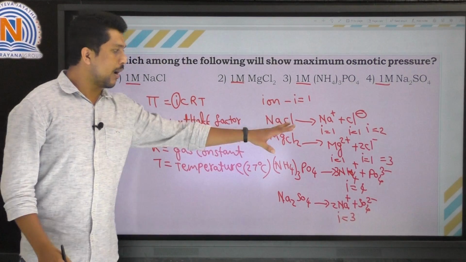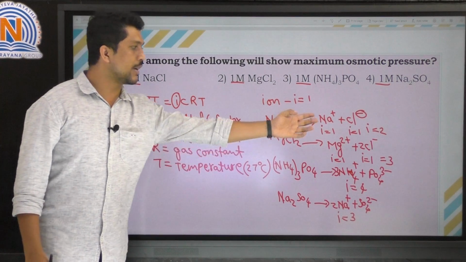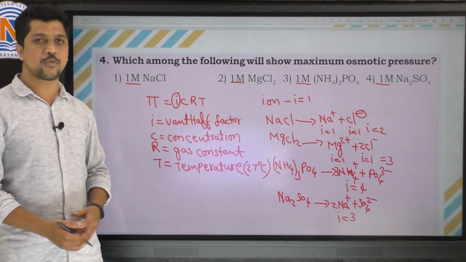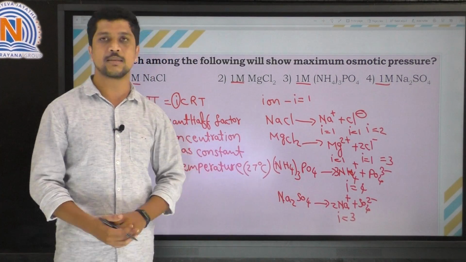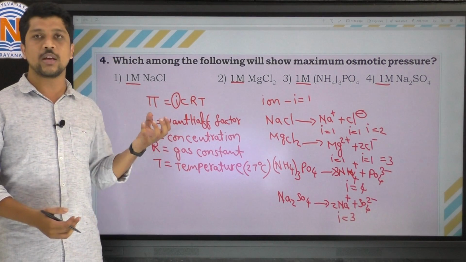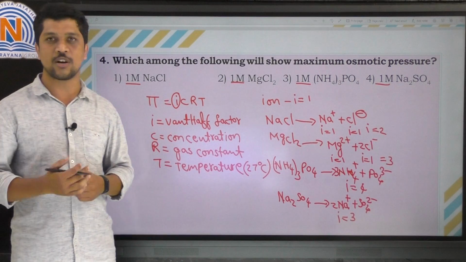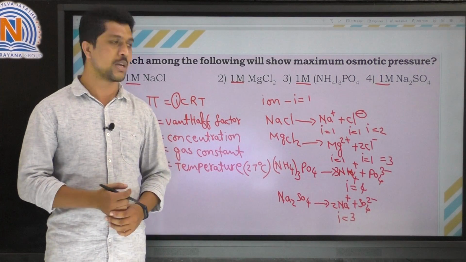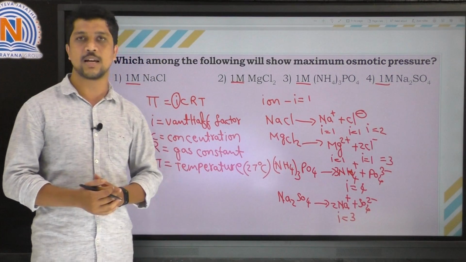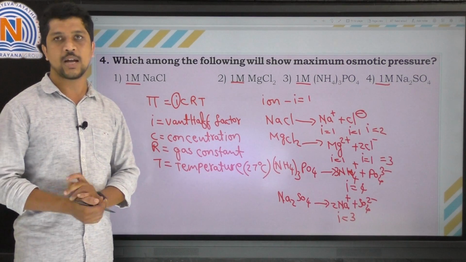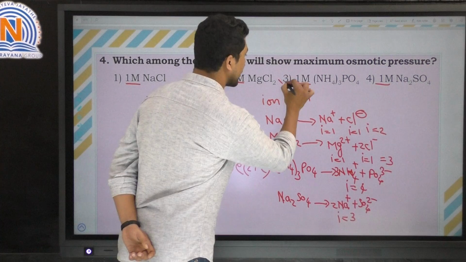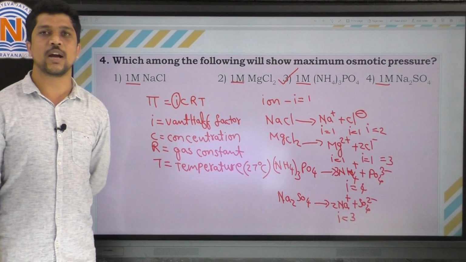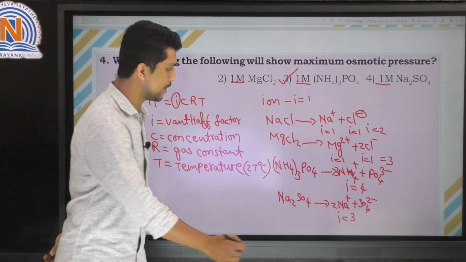Now we have found the van't Hoff factor of all the molecules. NaCl has 2, MgCl2 has 3, (NH4)3PO4 has 4 and Na2SO4 has 3. Among these, the solution which has the highest van't Hoff factor has the highest osmotic pressure. So (NH4)3PO4 has the highest osmotic pressure. The correct option is the third option, because (NH4)3PO4 has the highest van't Hoff factor, that is 4.